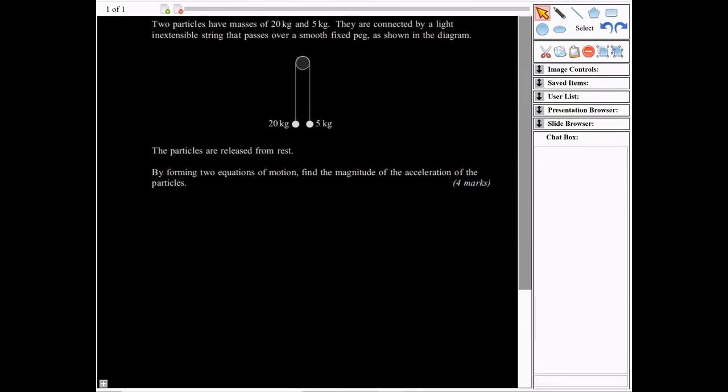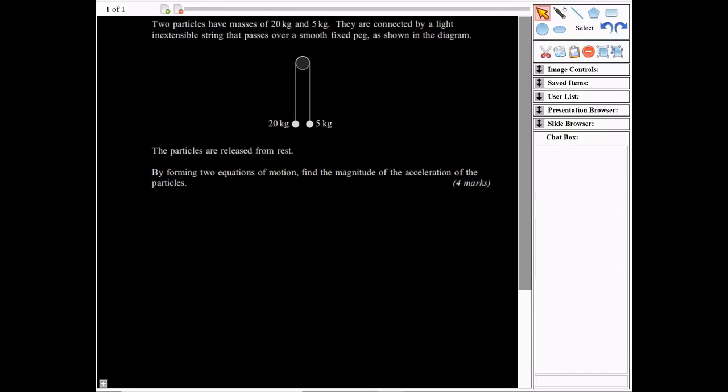So first of all, it says two particles have masses of 20 kilograms and 5 kilograms. They're connected by a light, inextensible string that passes over a smooth fixed peg as shown in the diagram. So the two particles are released from rest. By forming two equations of motion, find the magnitude of the acceleration of the particles.